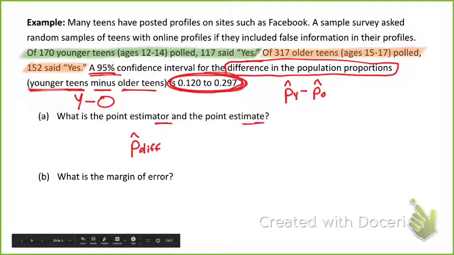Now, the point estimate, it's still located where? Right in the middle of the interval. The point estimate is still right in the middle of the interval. So, the estimated difference in the proportion is the middle of the interval, which is?